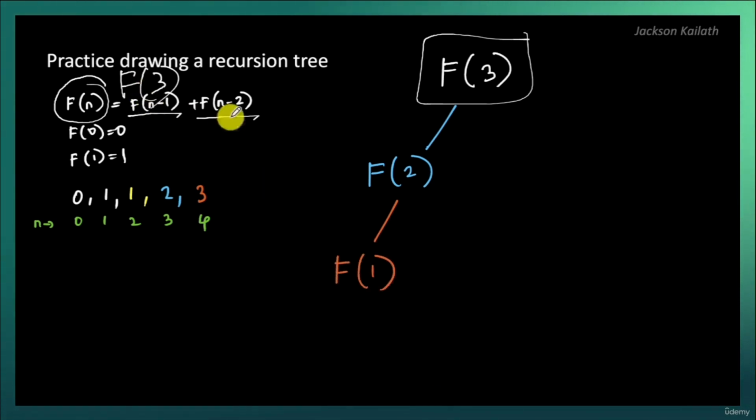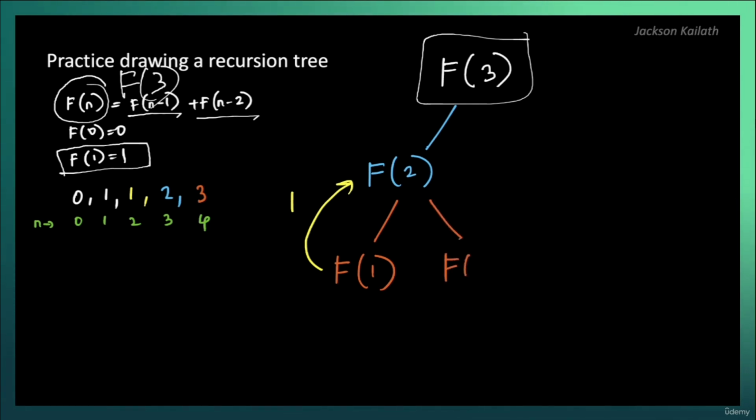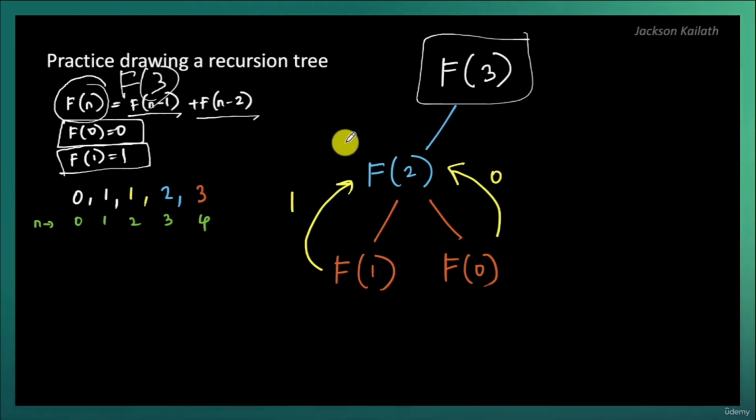So first it's going to call f of 1, and because we already know the value of f of 1, it's going to return the value which is 1. And then f of 2 is going to recursively call the function f of 0. Again, we already know the value of f of 0, so it's going to return 0. And now f of 2 can be calculated, which is 1 plus 0, which is 1. Therefore f of 2 is going to return 1 to f of 3. So f of 3 is f of 2 plus f of 1.